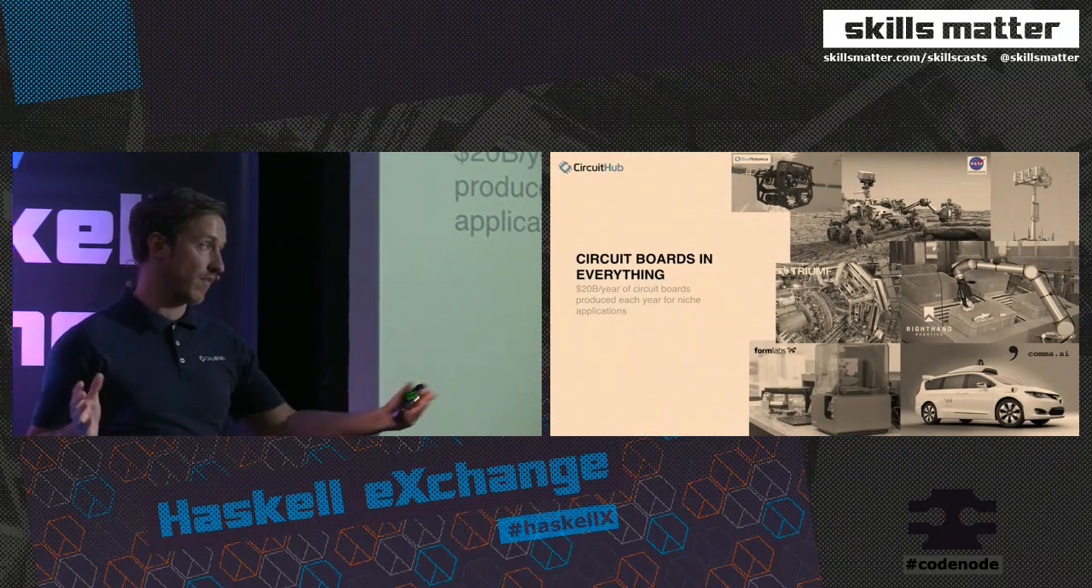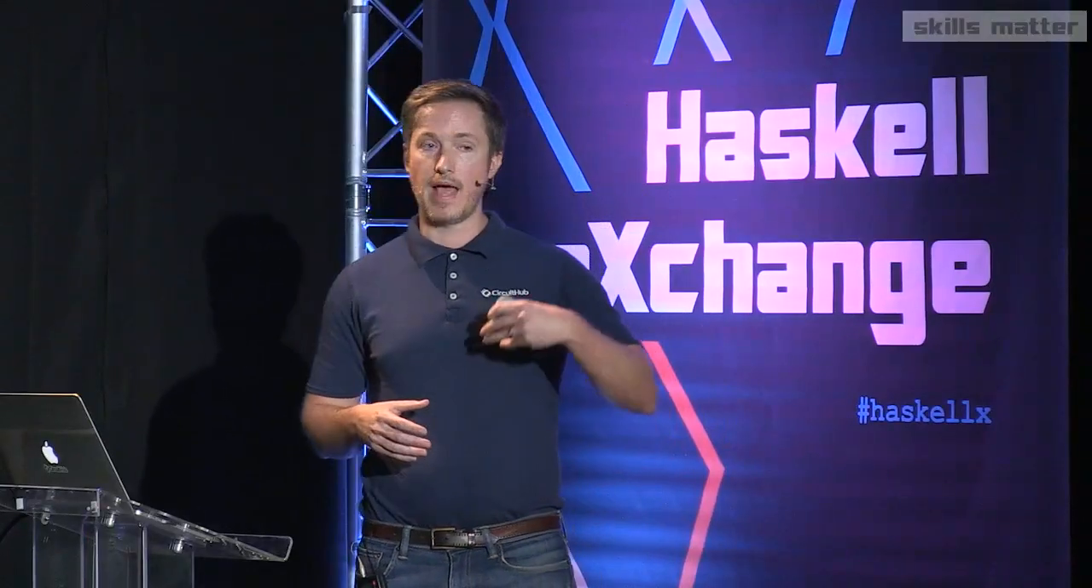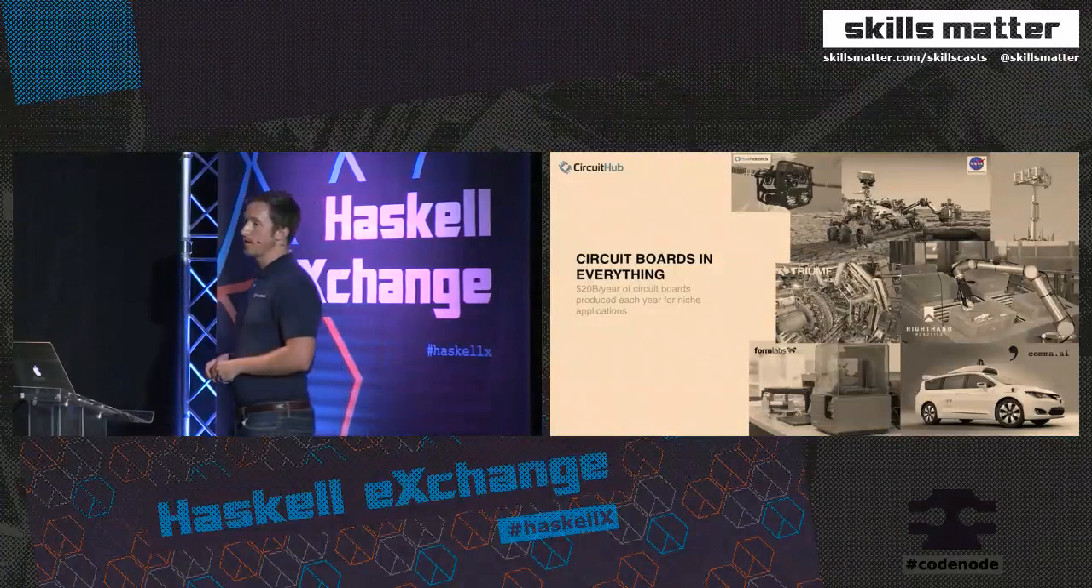So there are hundreds of thousands of different technologies that all require circuit boards and probably some sort of software in them. So a few examples here: underwater drones, Mars rovers, particle accelerators, 3D printers, and self-driving cars. That's really more the end of the spectrum that we get involved in.